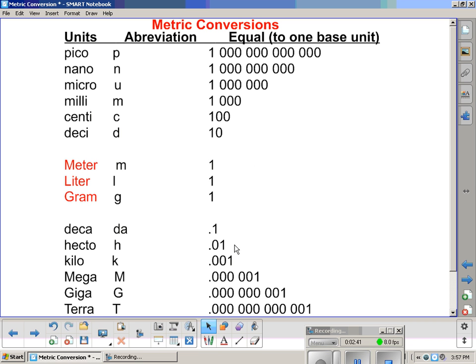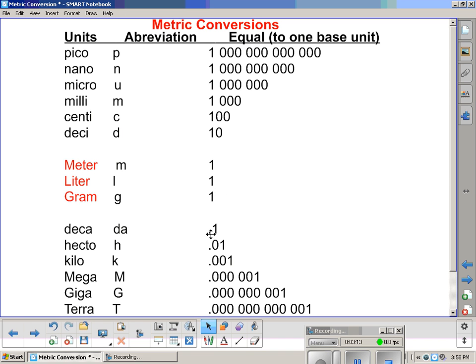So if we go the other way and we look at these bigger units, every 1 meter is equal to a tenth of a decameter. Or why don't we use something a little bit more familiar? Most people are familiar with kilometers. One meter is equal to 1,000th of a kilometer. Or in other words, it would take 1,000 meters to equal 1 kilometer.